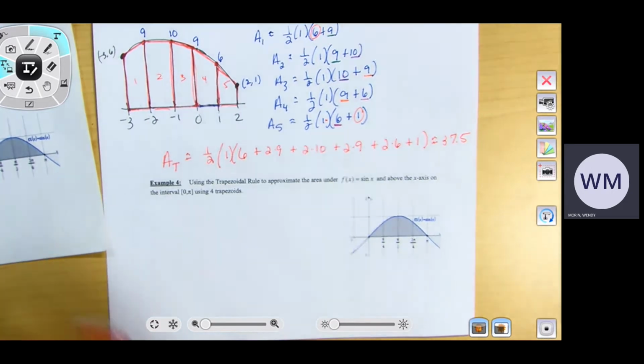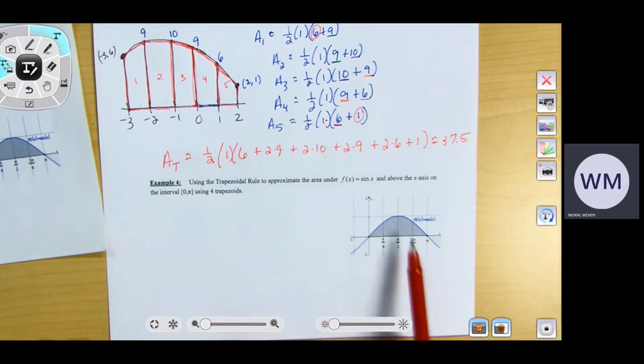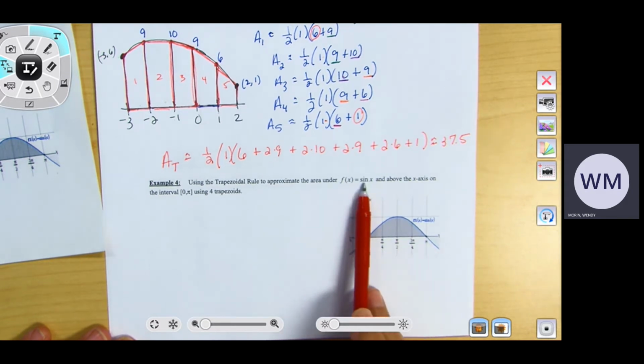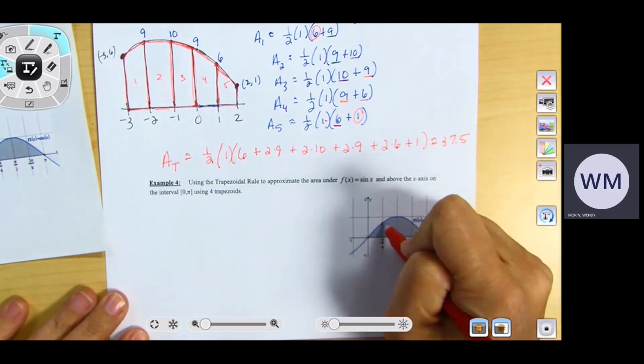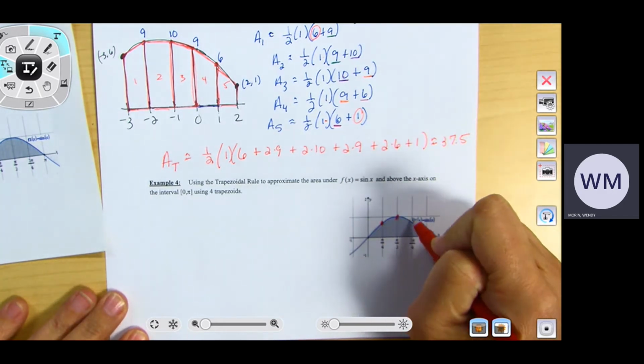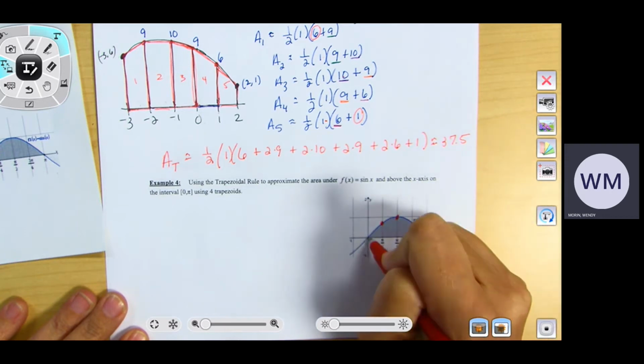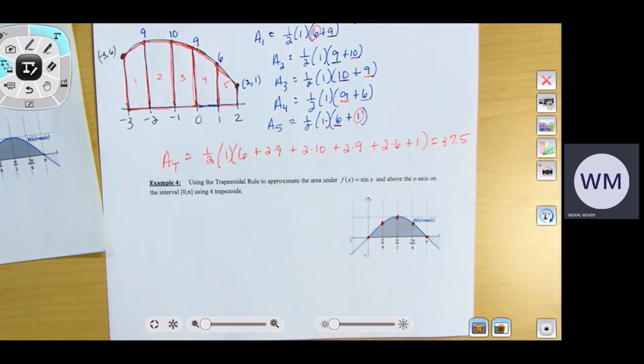Okay, I'd like for you to pause the video and see if you can do this one for yourself. I have a sketch here for you. I want to approximate this area. That's the sine graph. So the y values are the sine of 0, the sine of pi over 4, the sine of pi over 2, the sine of 3 pi over 4, and the sine of pi. So pause your video really quick and see if you can do that one.